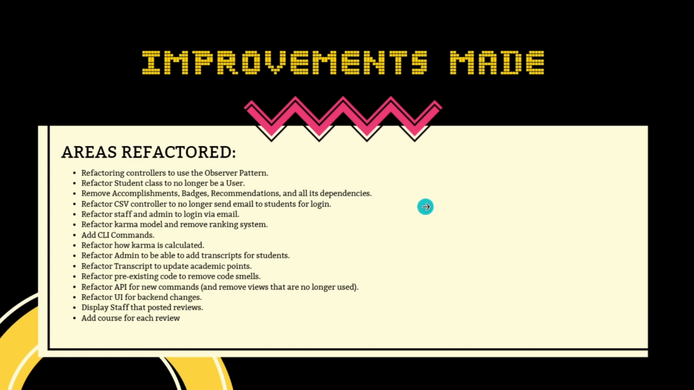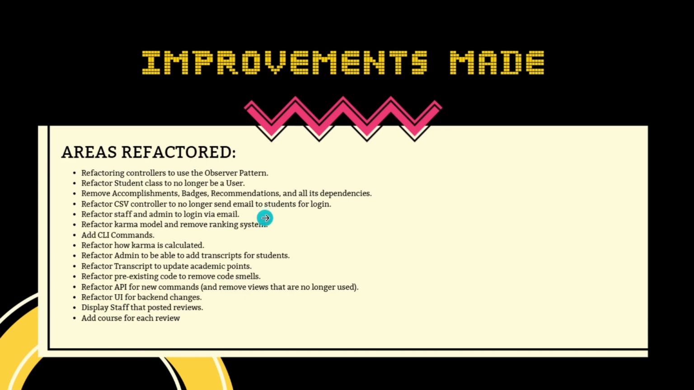So, simplifying the system. First we took a step back to evaluate what the project is actually trying to achieve: to provide a streamlined platform for staff to review students and track their karma. Many features like accomplishments, badges, recommendations, and even the ranking system weren't directly supporting this goal, so we refactored the system to remove these features and all the dependencies, making the project simpler and more focused.